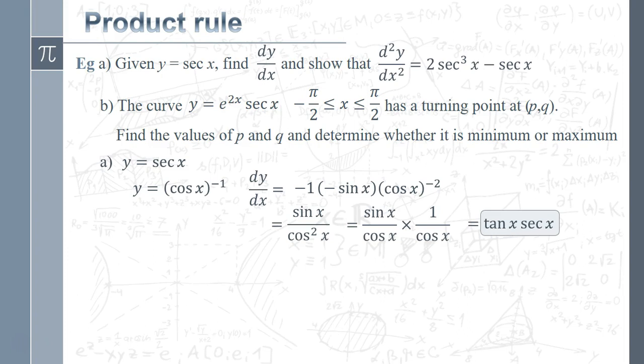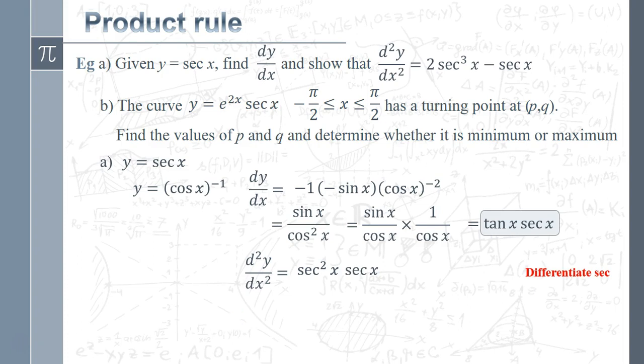Okay, so that's dy/dx. Now let's go for d squared y over dx squared, and hopefully now you can see, because we've got tan x sec x, we've got a product here. This is where our product rule is going to come in. Differentiate tan, and we know from differentiating tan we get sec squared, and again that's a result that is in the formula booklet. Then leave the sec alone. There it is, that's the first bit done.